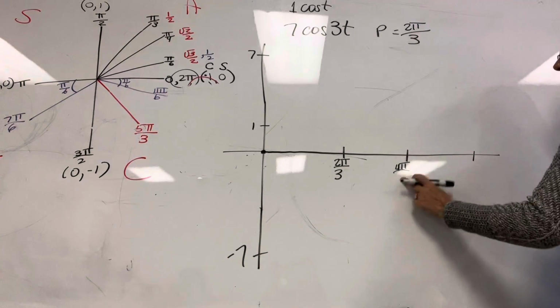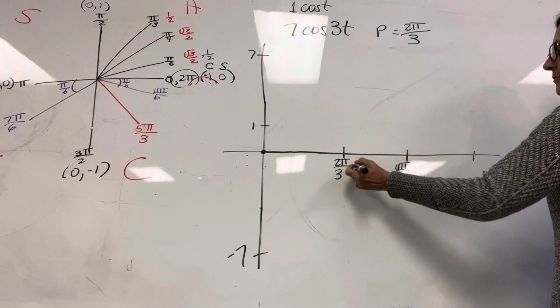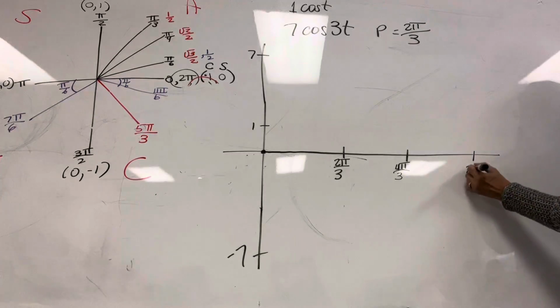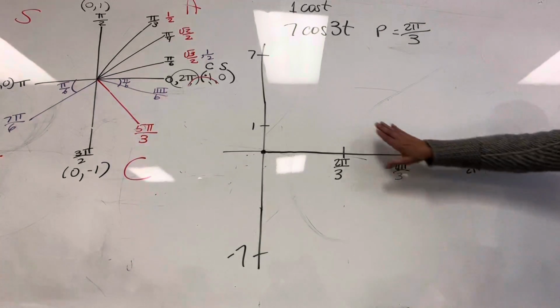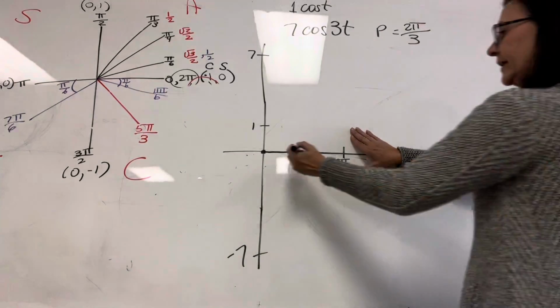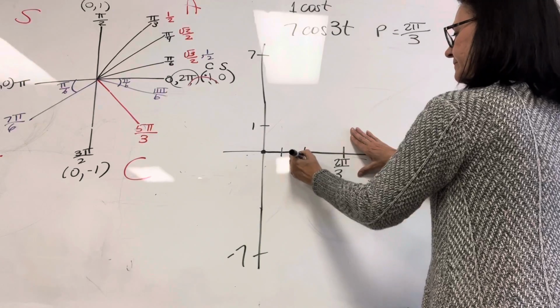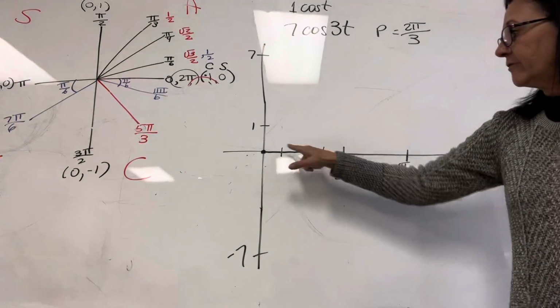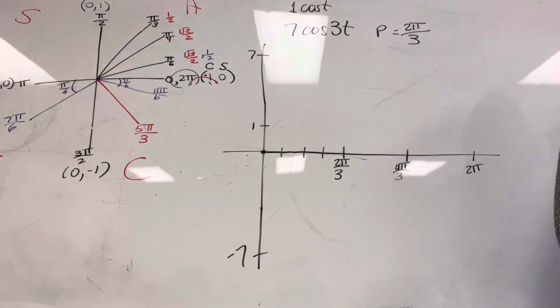Wait, this is 4 pi over 3, 2 pi over 3 plus 2 pi over 3. We're not adding the denominators. Then 6 pi over 3, which is 2 pi. Okay, now we need 3 points in the middle here. We need to divide this into 4 even sections.